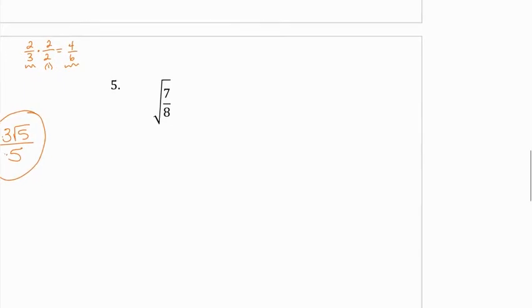Okay, number 5. Kind of the same idea here. First thing I notice is I've got a fraction. Neither of those things are perfect squares. That's what I want to check for first, right? So if neither of them are perfect squares, I might check to see if I can reduce the fraction. 7 over 8, I can't reduce that. So I'm going to go ahead and split this and make it radical 7 over radical 8.